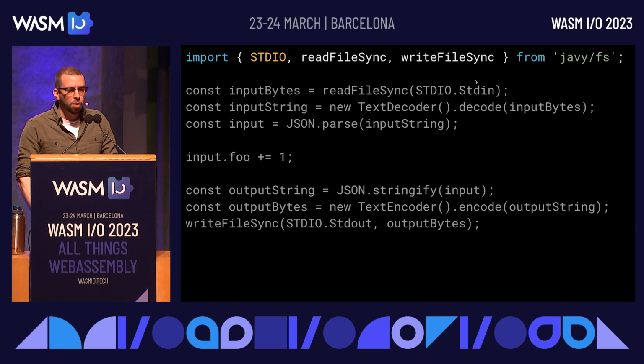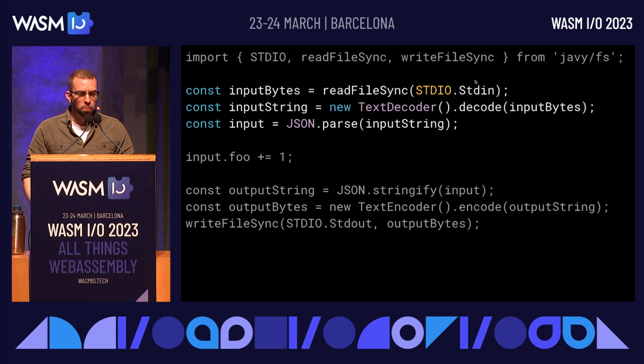Starting at the top, we do our imports of stdio, which is an enum of the 3 streams, and a couple helper functions, readFileSync and writeFileSync. This comes in from a package that's on NPM called javy. The reason we have it on NPM is we want to decouple the release cycle for these helper functions from the built-ins inside Javy that are perhaps a little less user-friendly to work with.